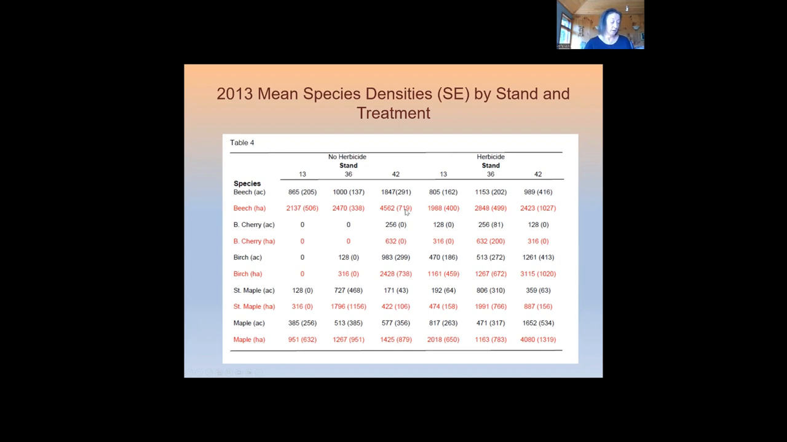Maple on herbicide plots were double the no herbicide plots for two stands, stands 13 and 42, and similar on stand 36. Birch was scarce on untreated plots, except for stand 42, and black cherry was scarce on untreated plots, which makes sense. They're both shade intolerant, and so without removing the competition with the herbicide, they didn't do very well at all. So with the herbicide treatment and the shelterwood cut, we did get regeneration of birch and black cherry.